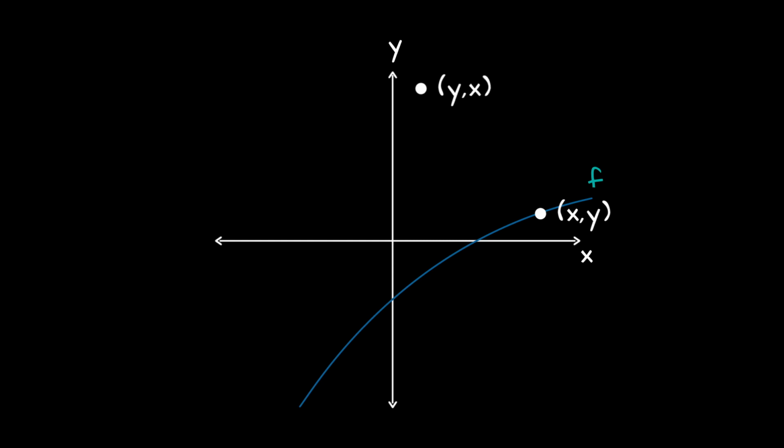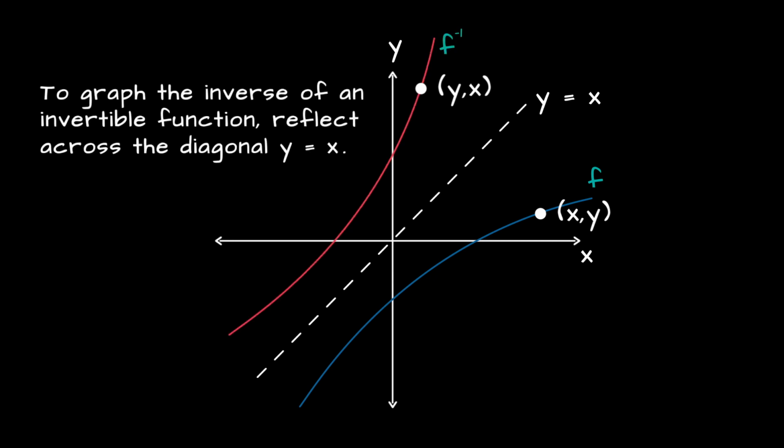And the reason the point is there is because if you take a point in the xy plane and reverse its coordinates, then all you do is reflect across the diagonal line y equals x. So geometrically speaking, reversing the coordinates of a point in the xy plane just means reflecting across the line y equals x. And therefore, to obtain the graph of the inverse of f, we would simply take the graph of f and reflect the entire graph across the line y equals x. The graph of f inverse therefore looks like the red curve shown here.